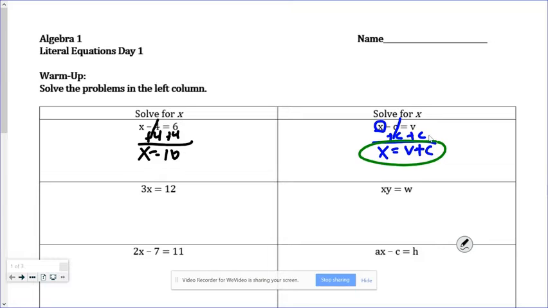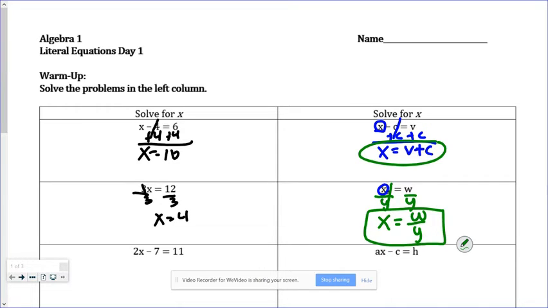If I had 3x equals 12, in order to solve for x, I need to divide both sides by 3. All right, so you're left with x equals 4. So the same idea on the right column here. If I'm solving for x, I'm going to circle x. I need to get rid of whatever is not x, so that's y. They're being multiplied, so the opposite of multiplication is division. So I can divide both sides by y. Those y's cancel. So I'm just left with x equals w divided by y, and that's how you leave your answer.